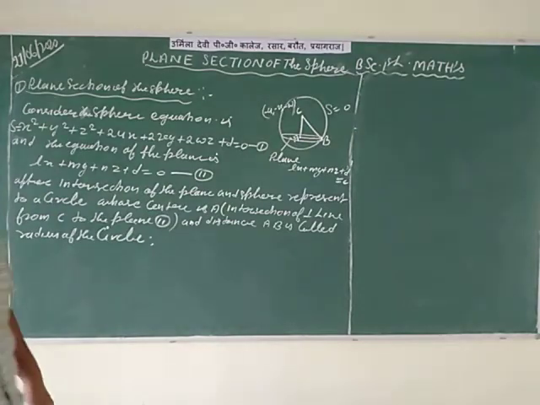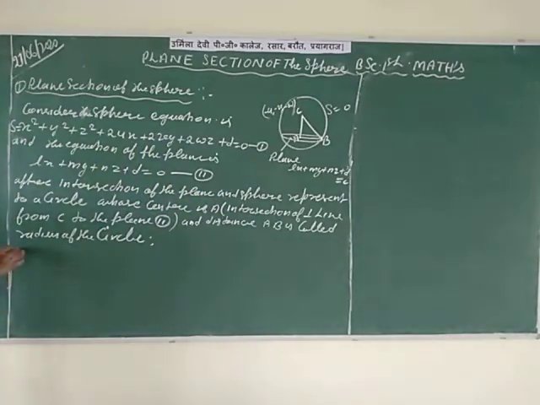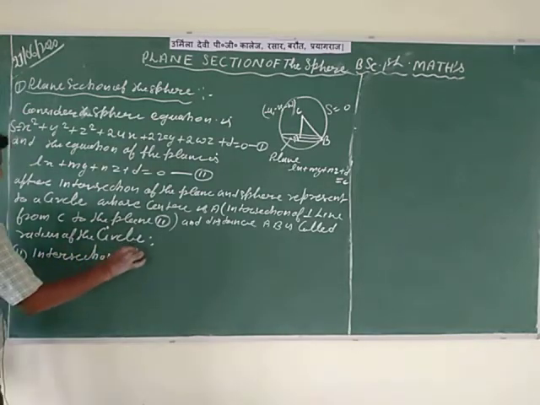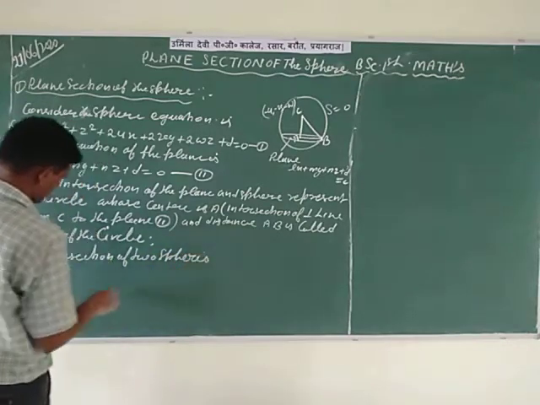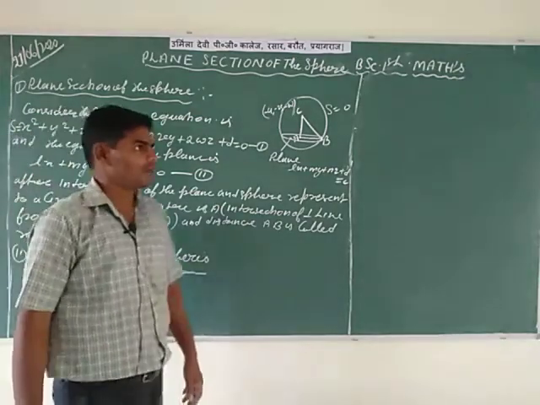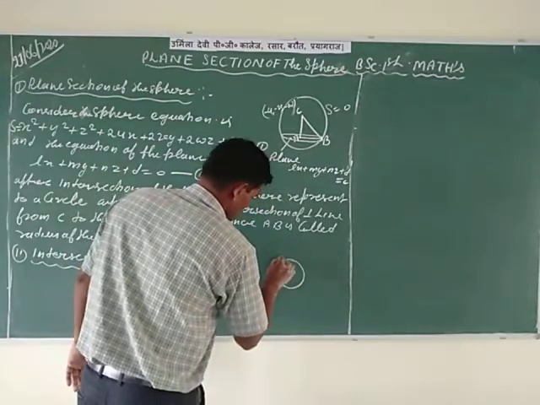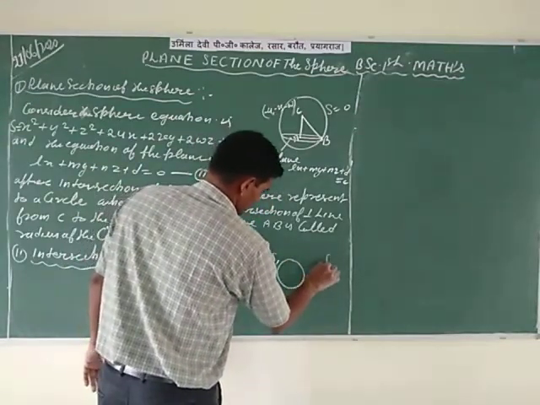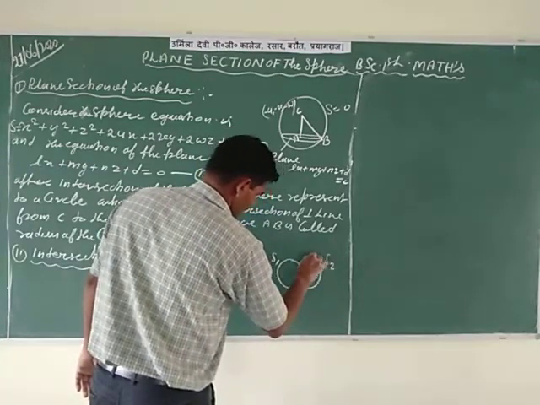After this, take the second article. Second article is the intersection of two spheres. Suppose that two spheres, sphere first is denoted by capital S1 and sphere second is denoted by capital S2, and suppose they are intersecting.